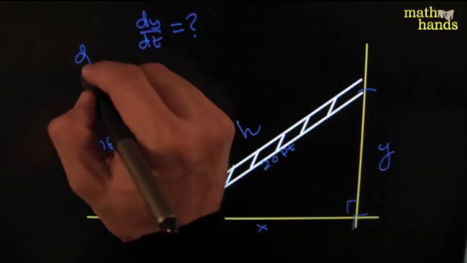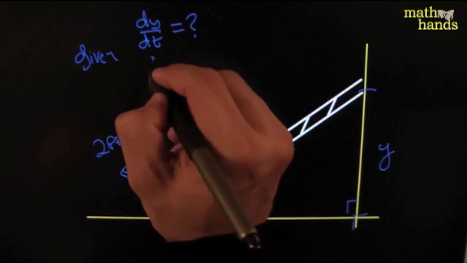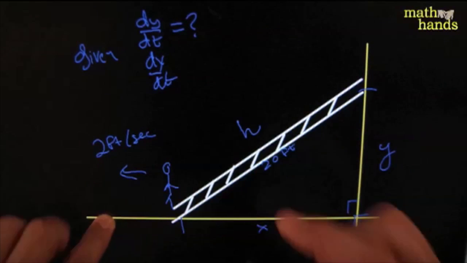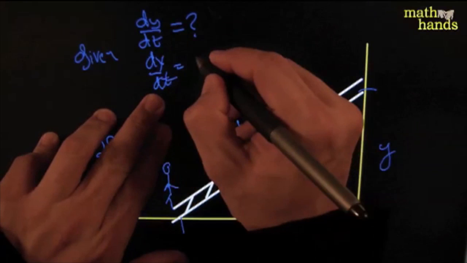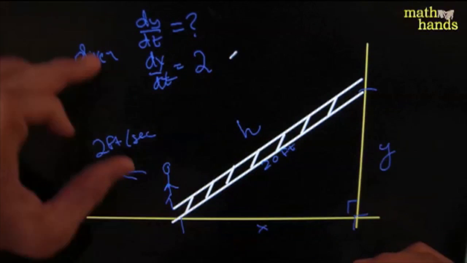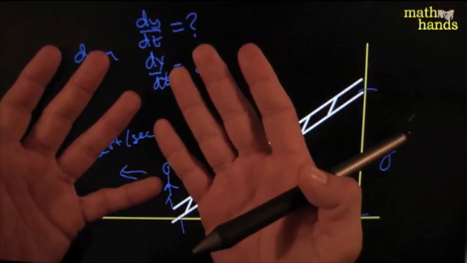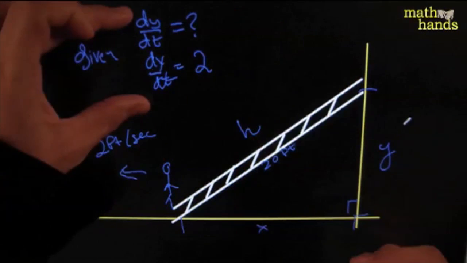And they're giving you dx/dt. How fast is x changing? They're telling you dx/dt is 2 feet per second. They're asking you how fast y is changing. Stop me if I'm lying. That's exactly what it is.